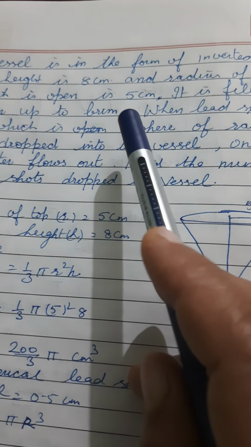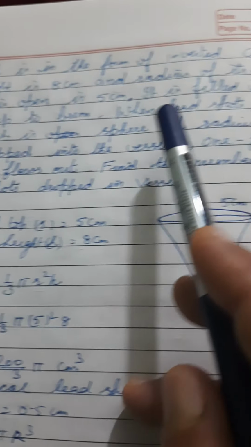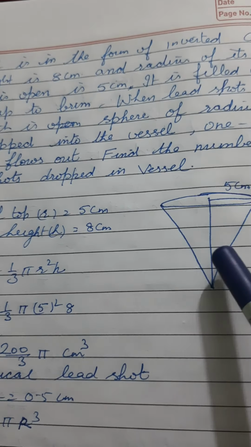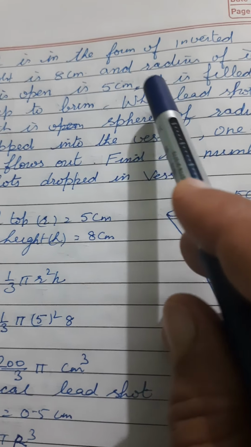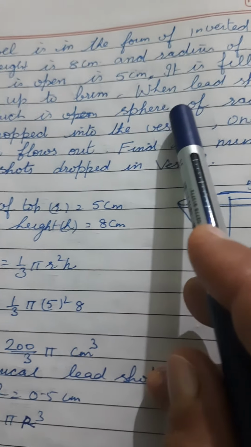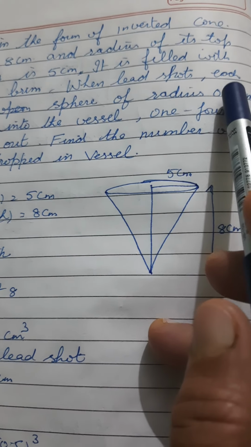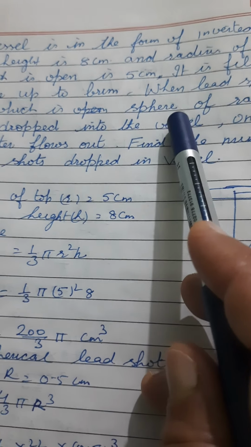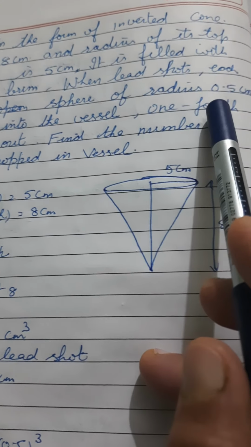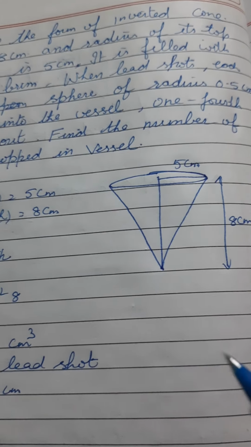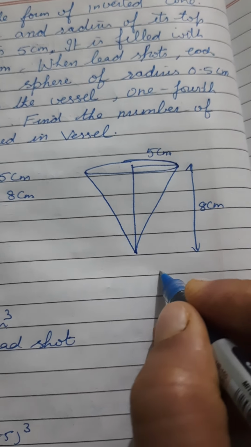Which is open. It is filled with water up to the brim, and water is filled in this conical portion. When lead shots, each of which is a sphere of radius 0.5 centimeter. Now we have lead shots. See, here is a lead shot.